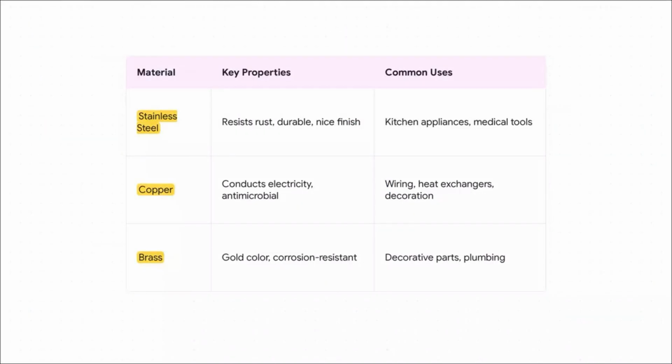And of course, it's not just a 2-horse race here. You've got other key players. Stainless steel gives you that awesome rust resistance and that beautiful finish, which is perfect for kitchen appliances. Copper is a huge deal for its ability to conduct electricity and its antimicrobial properties. And then there's brass, which has that unique gold color for decorative stuff or architectural pieces. The choice of material is always tailored to what the final product needs to do.